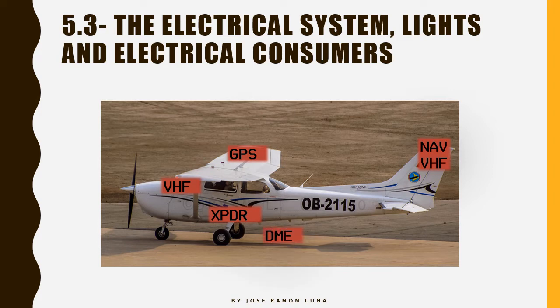We also have a DME, distance measure equipment. We have a marker beacon, okay? This all is for instrumental flying, so I'm not really going to lose a lot of time here. Really interesting, really nice to fly instrumental, but this is not the cause for that. And here we have the ELT, emergency locator.